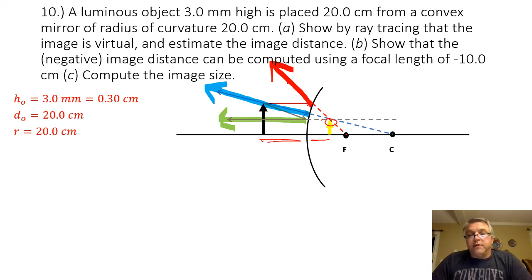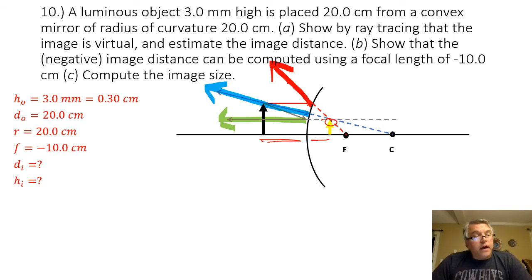All right, let's take a look at some of our known values. I have them up on the screen already. I know that my object height is 3 millimeters, which is 0.30 centimeters. The object distance is 20.0 centimeters. My radius of curvature is 20.0 centimeters, and my focal length is negative 10.0 centimeters. And remember, the focal length is negative because the focal point is behind the mirror. I want to find the image distance and the image height. Those are the two things I want to find.